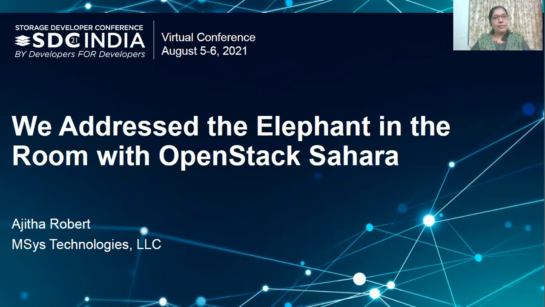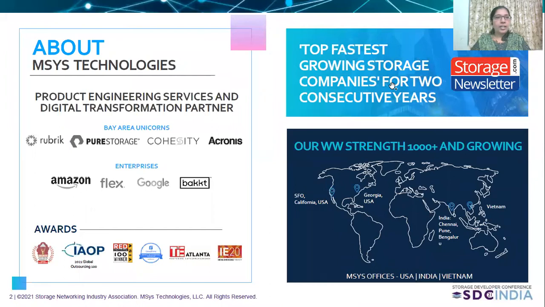We addressed the elephant in the room with OpenStack Sahara. About our organization, AMSYS Technologies is a reliable partner for product engineering services and digital transformation projects for its ISV and enterprise clientele. We design, develop, and manage modern distributed systems and complex ecosystem integration with open source, proprietary, cloud native, and containerized technologies, expertise, and outcome based pricing.